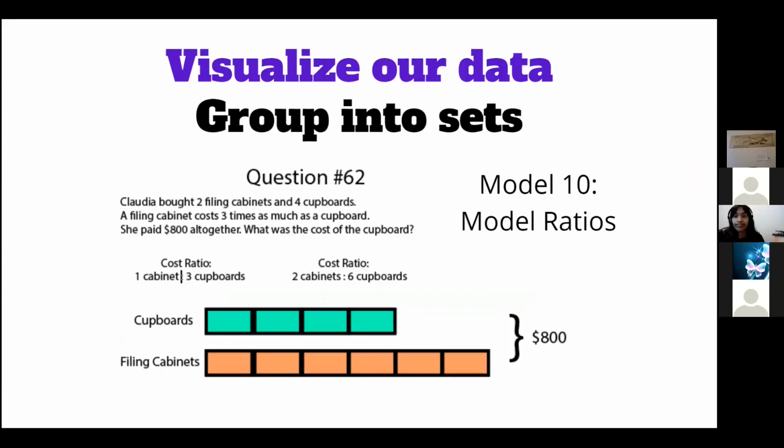So we've written this out now. We have 4 cupboards, and we have 6 units that are the same as the cupboards. So basically we have 4 sections and we have 6. We add those together, we have 10, and together all of those are $800. So that's why we've written this parentheses here that shows the total of all these units is 800.